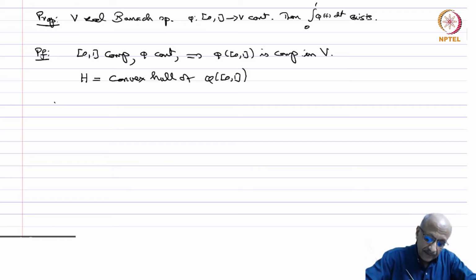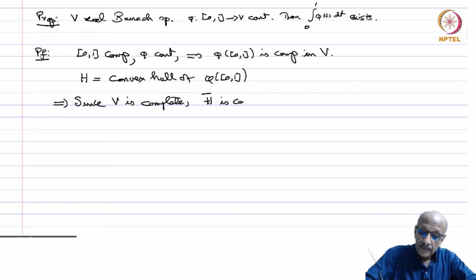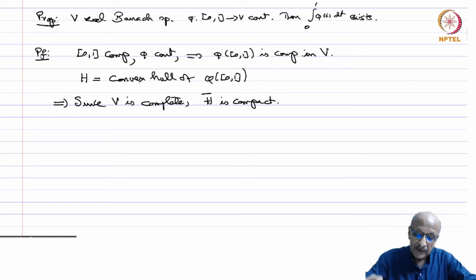And then since V is complete, H closure is compact. So this is a topological fact which I will not prove here, we will accept this. So if you have a complete normed space, a Banach space, and you have a compact set K, then the closure of the convex hull of K is also compact.